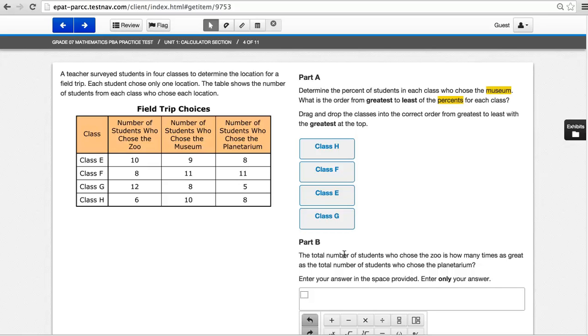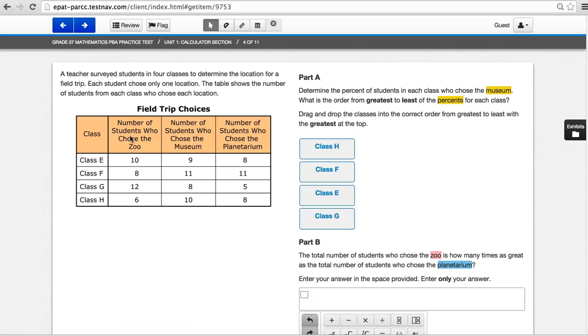Next, question B says the total number of students who chose the zoo is how many times as great as the total number of students who chose the planetarium. Enter your answer in the space provided. Enter only your answer. So in order to answer this question, we have to look at basically the zoo, the total number, and the planetarium.